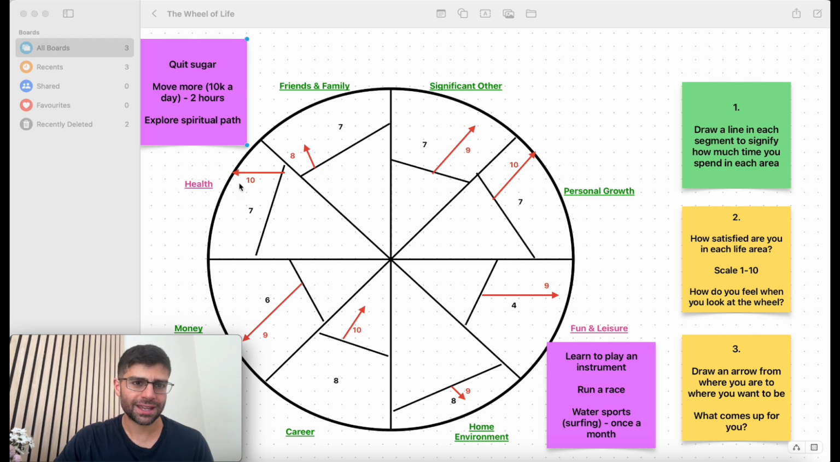And health, again: quit sugar, move more, and explore the spiritual aspects of my health as well. The spiritual side, the philosophy, the grounding in something more meaningful. So that was the Wheel of Life. I appreciate you watching. Remember to focus on each aspect one at a time and break it down into the actions that you can take to help move you along in terms of your satisfaction in that area.